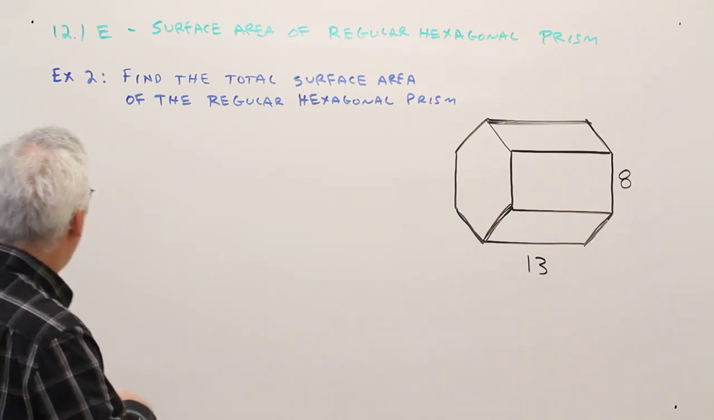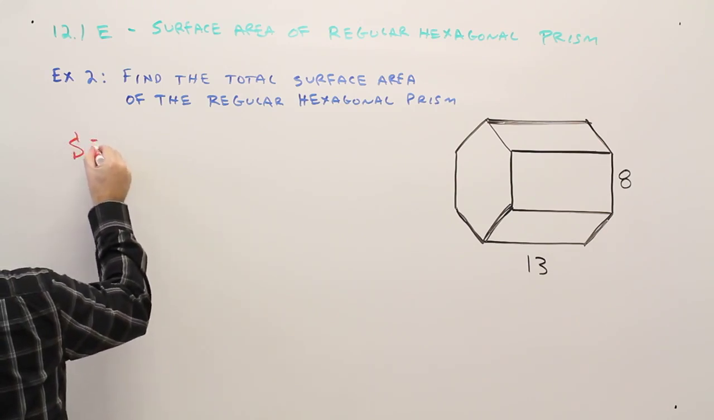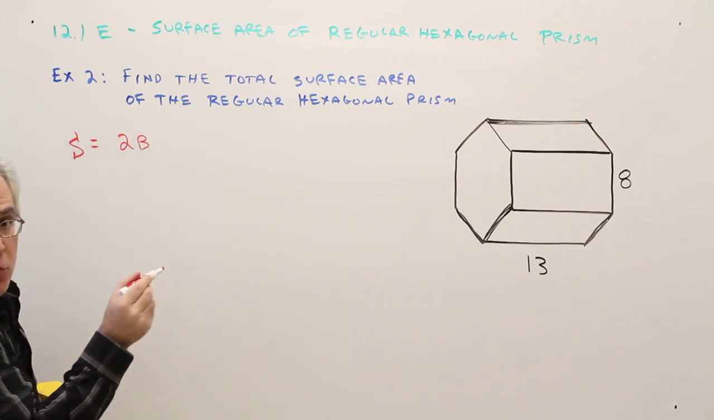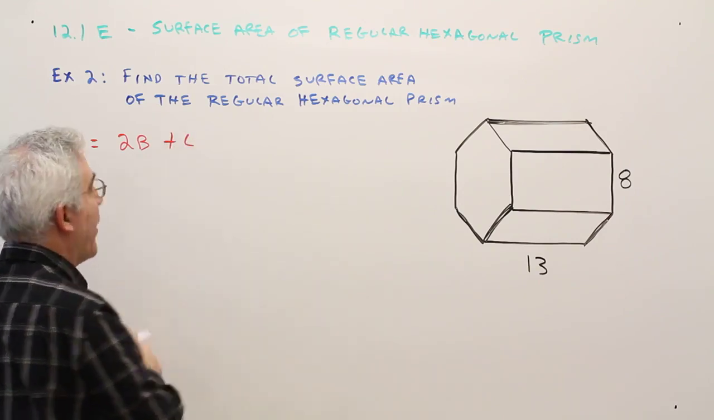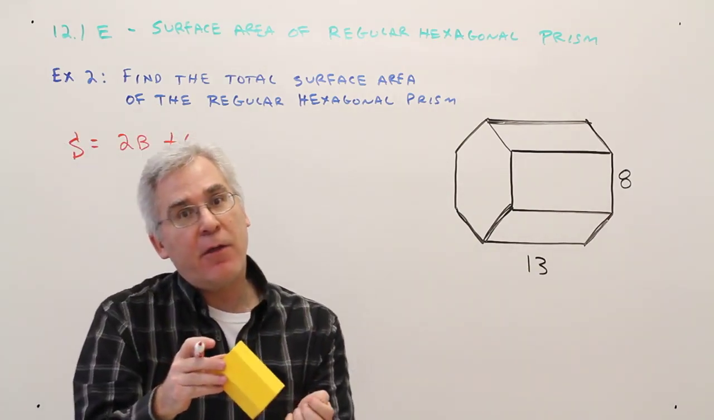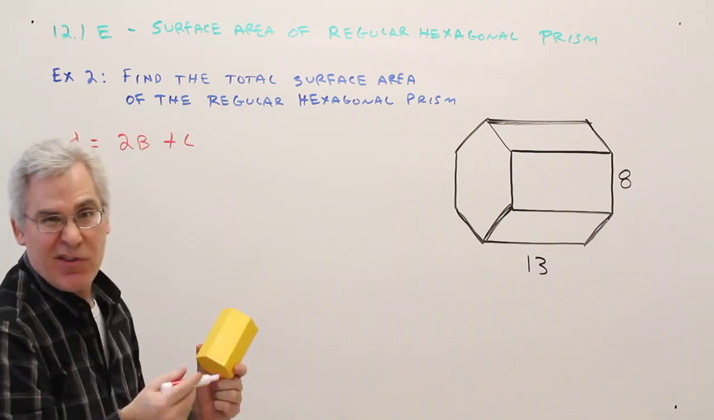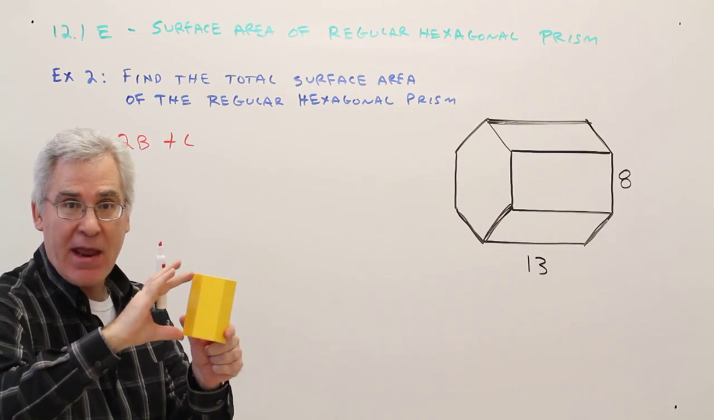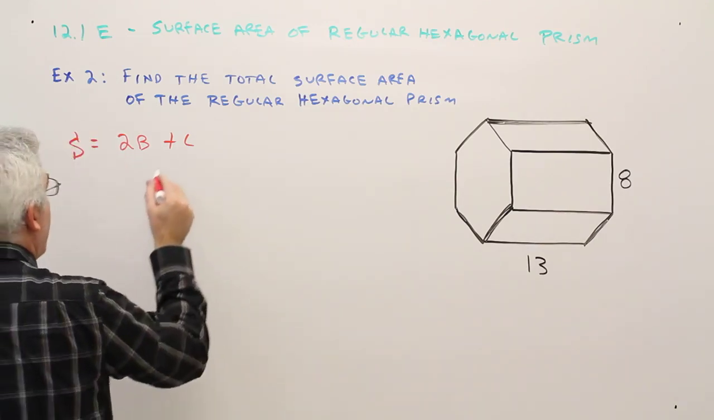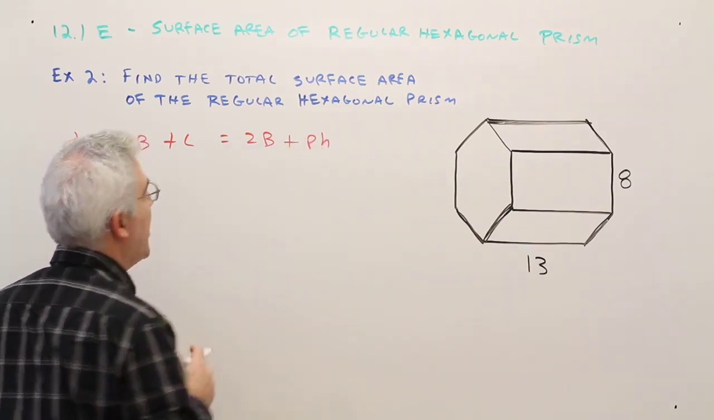So the formula to remember is the following. The total surface area equals 2 bases plus the lateral. And then there is a shortcut for the lateral, as I discussed earlier. The lateral is the same as the perimeter of the base times the height. So you could also say equals 2B plus PH.